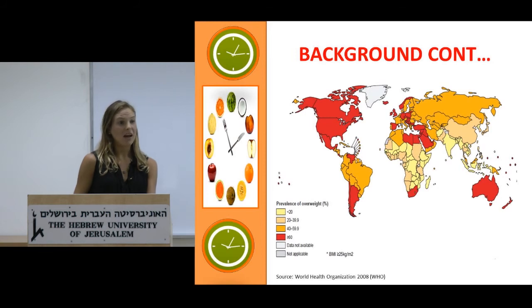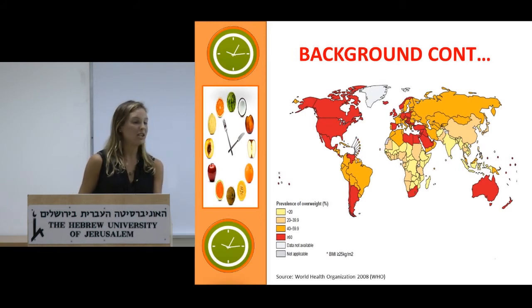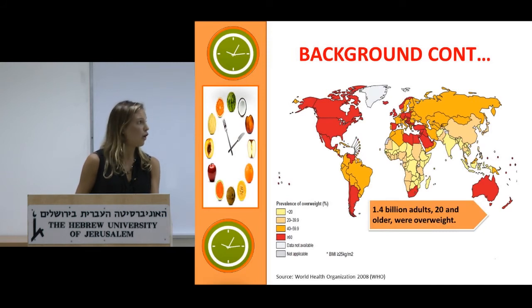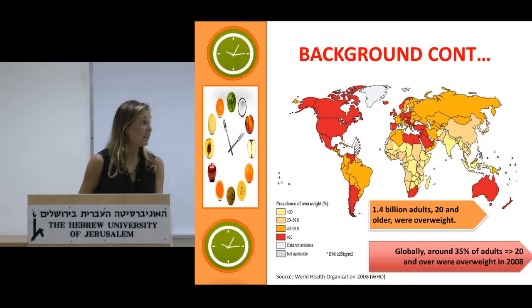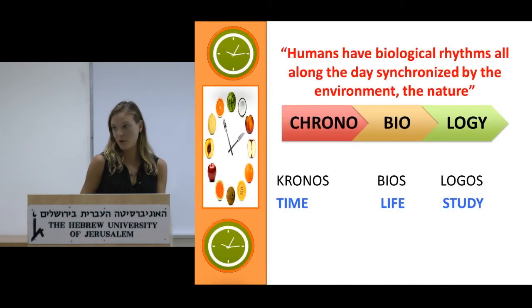The countries you see in red are countries where overweight reaches equal to or above 60% of the population. This means 6 out of 10 people are overweight in these countries. 1.4 billion adults aged 20 and older are overweight. This trend is from 2008, and I don't think this picture has improved by this time. And globally, by 2008, around 35% of adults 20 and older were overweight. So it is very important to address this problem.